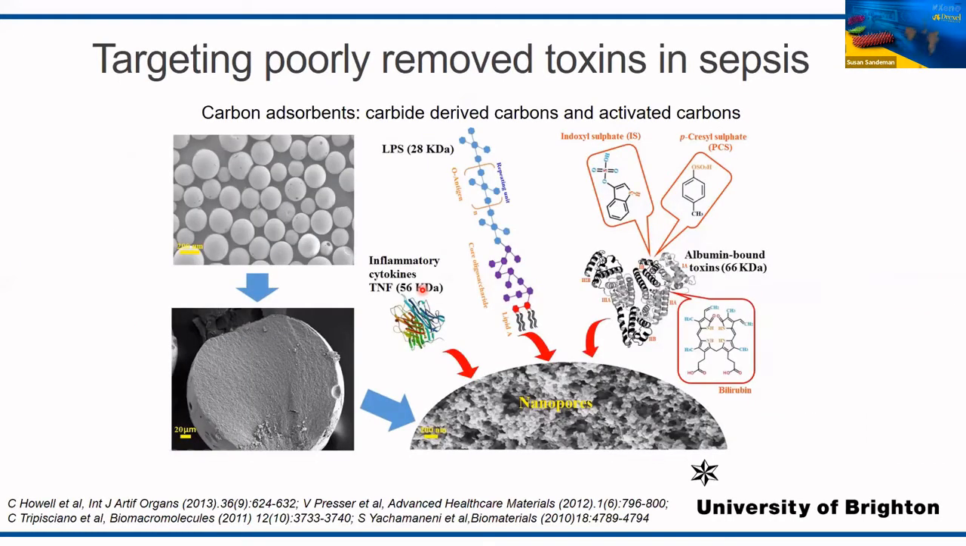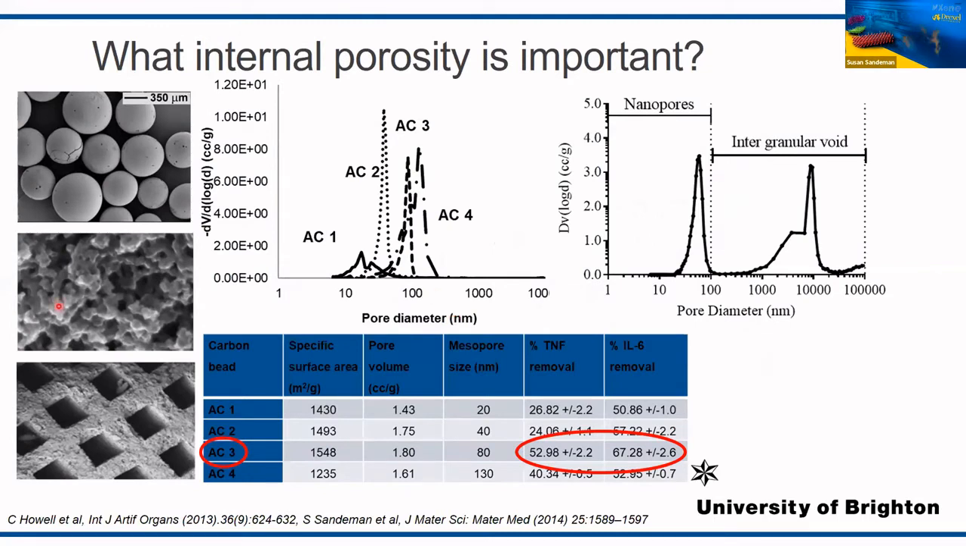So what do we need to target when we're talking about the removal of toxins in sepsis? We've looked at a range of carbon adsorbents, including carbide-derived carbons and activated carbons, and we're targeting these difficult to remove toxins: the high molecular weight cytokines, bacterial endotoxins, and albumin-bound toxins. Currently, dialysis is very good at removing small and water-soluble molecules, but not at removing these larger molecules at all. So we're targeting those, and particularly looking at porosity.